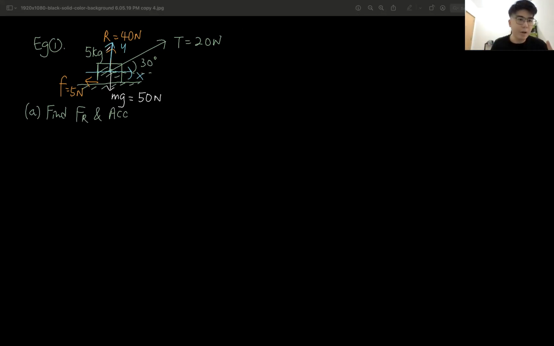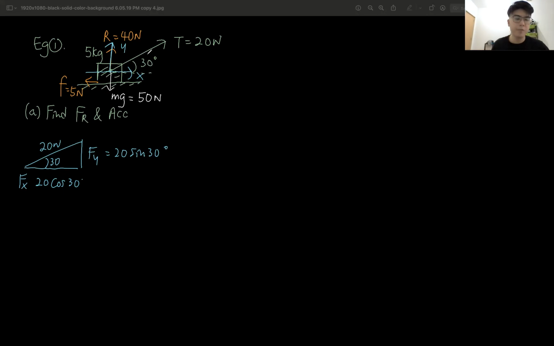So you can see all these forces, they are either parallel to the y or parallel to the x. Only the tension is not parallel. So I need to resolve the tension. When you resolve the tension, we draw a triangle. This is 20 Newton, this is 30 here. This is 20 cos 30, that's the Fx, and the Fy is 20 sine 30.